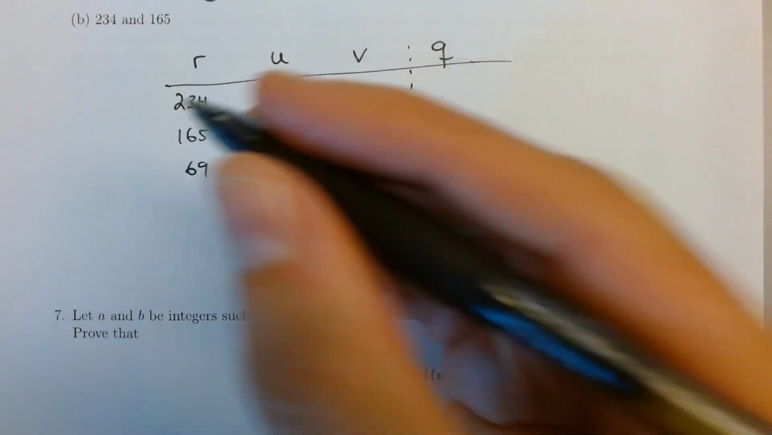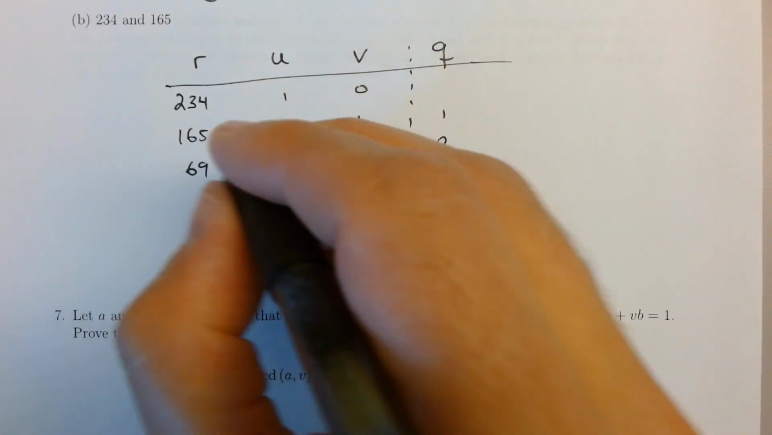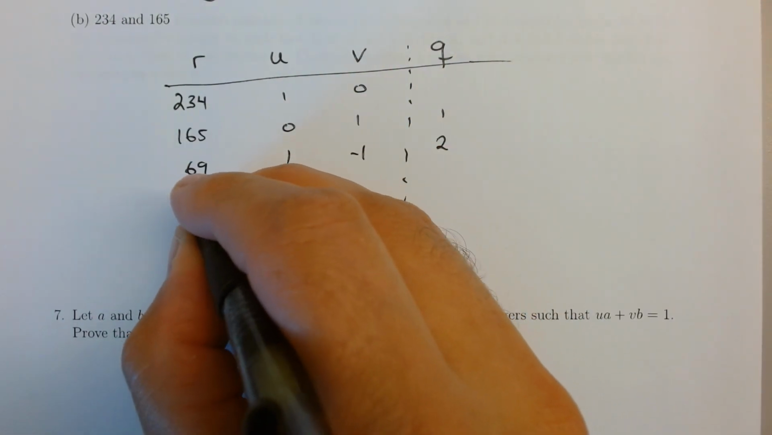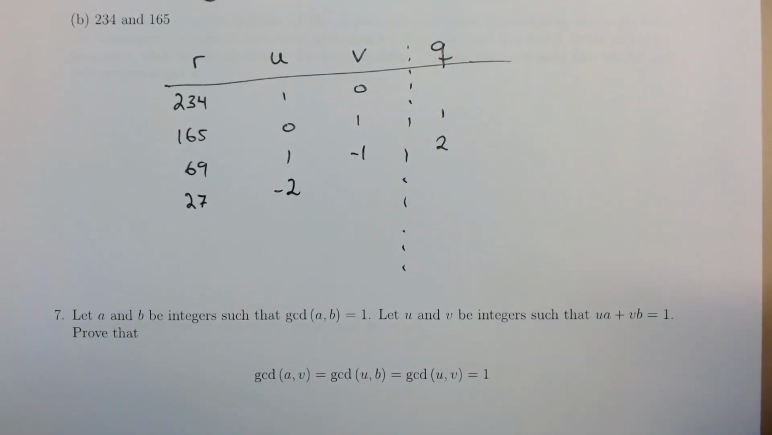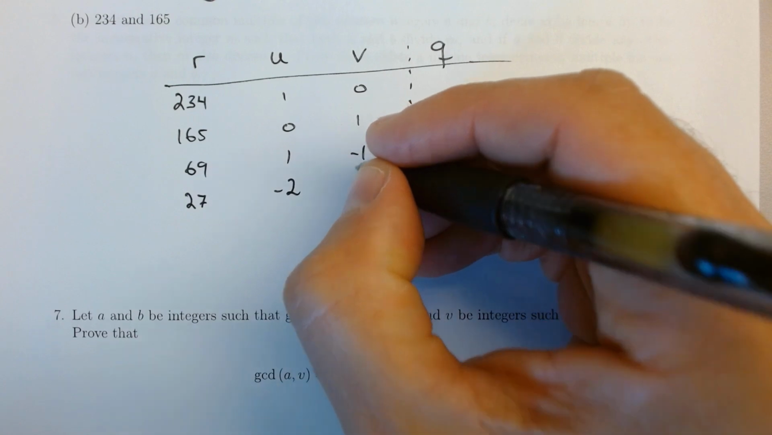Now this one goes in twice if I divide, so I get a Q of 2. So I have to multiply this row by 2 and subtract from this row. Here we get 27, 0 minus 2, minus 2. And 1 minus 2 is a 3.